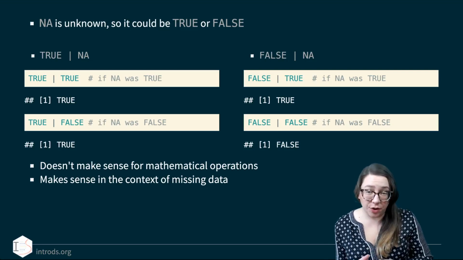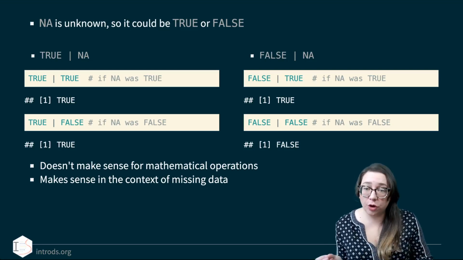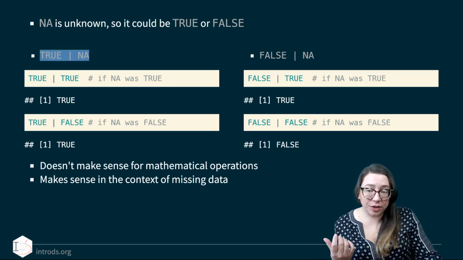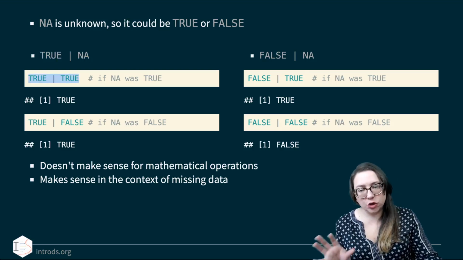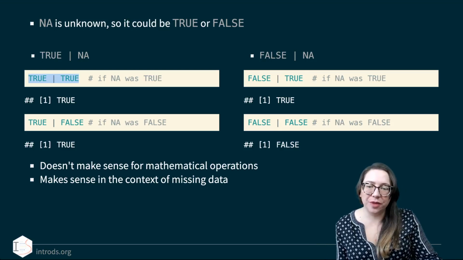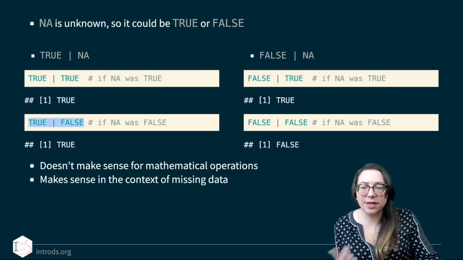NA is unknown, so it could be TRUE or it could be FALSE. So in the first scenario, the statement we were trying to work through was TRUE or NA. If NA was TRUE, this basically would mean we're asking, is TRUE or TRUE, in which case the result is TRUE. If NA was FALSE, we would be saying, is it TRUE or FALSE, in which case the result would again be TRUE.